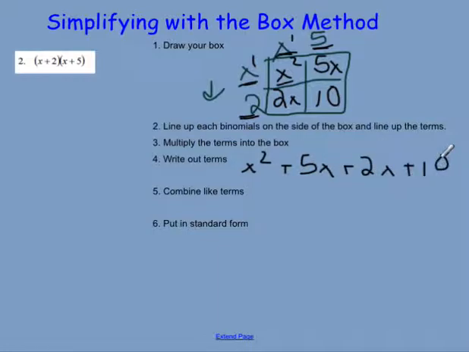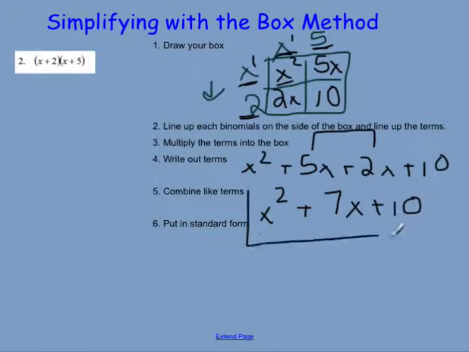And now we need to combine like terms. So I need to combine those two terms. So 5x plus 2x, I add the coefficients and then I'm going to keep it as x. So that becomes 7x plus 10. The last thing I need to do is check that my answer is in standard form. And my exponents are going in descending order, so yes, this is a standard form. So that's our answer for number 2.